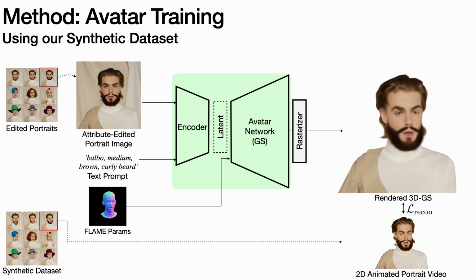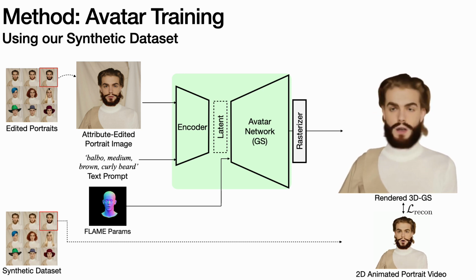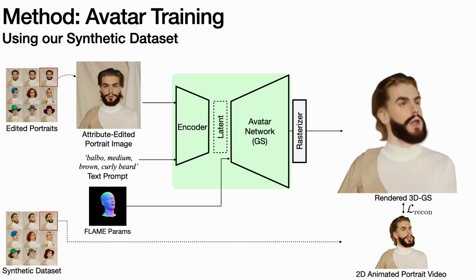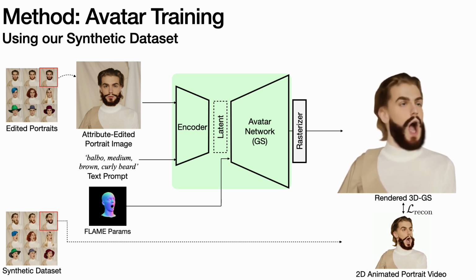These parameters are rendered using the 3D Gaussian splatting rasterizer. The avatar model is trained with a reconstruction loss using the 2D animated portrait video from the synthetic dataset as a ground truth.